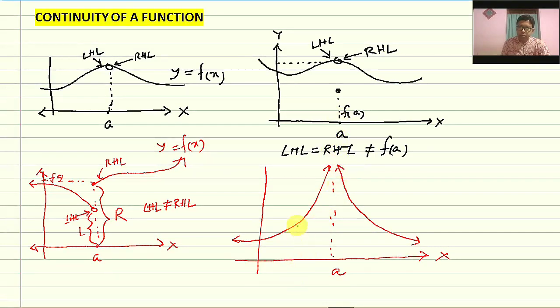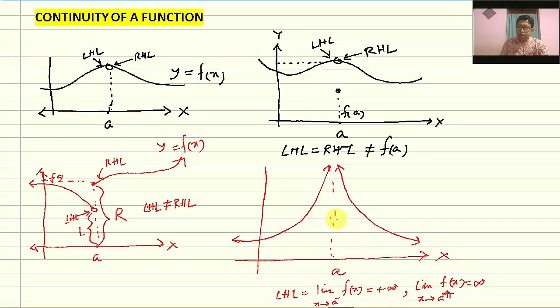For this, the LHL, that means the limit as x tends to a minus of the function f(x), is going to positive infinity. On the other hand, the limit as x tends to a plus of the given function f(x) is again tending to positive infinity, isn't it? And the value of the function at the point x equal to a is also not defined.